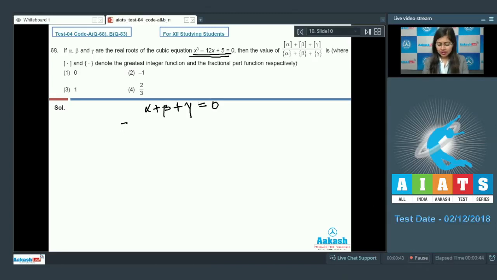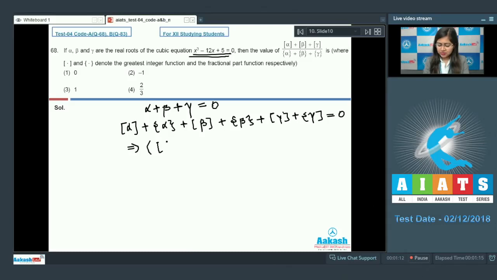Now alpha can be written as GIF of alpha plus fractional part of alpha. Similarly, we can write beta as GIF of beta plus fractional part of beta, plus GIF of gamma plus fractional part of gamma, equal to 0. Now, this can further be written as GIF of alpha plus GIF of beta plus GIF of gamma equal to minus fractional part of alpha minus fractional part of beta minus fractional part of gamma.